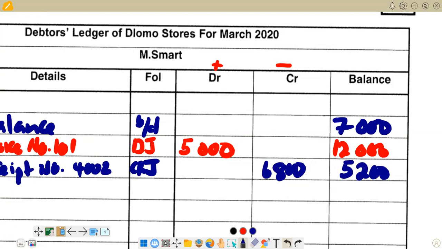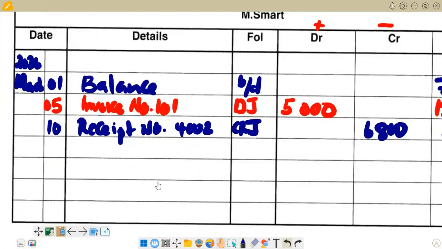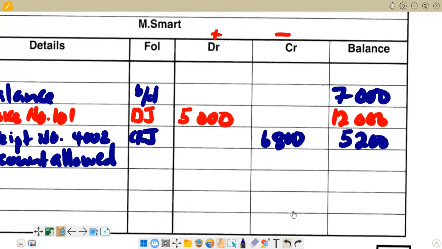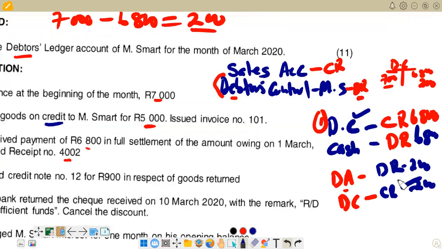So also have that discount of 200. So also enter that discount. It's discount allowed, and this discount allowed is 200. So we are going to come here and put our 200 on the credit side again, like what we have done there. If you go back just to reconfirm the double entry that is summarized there, remember here we credited debtors control with 200, and then we also credited debtors control 6,800. So this 200 is the one which we are now entering there.